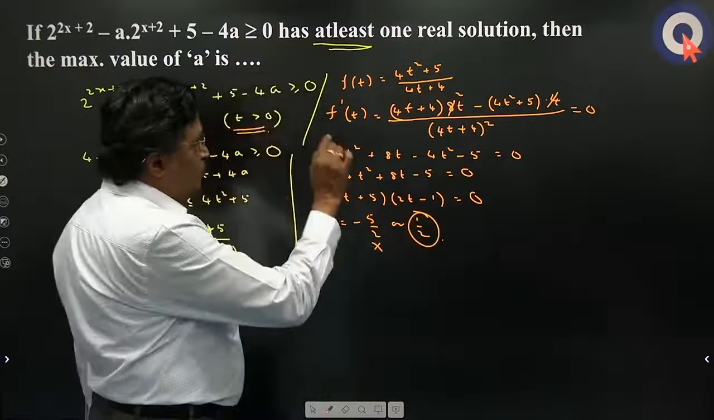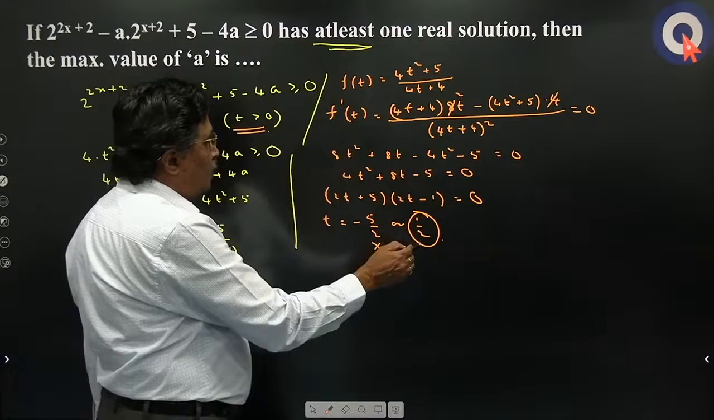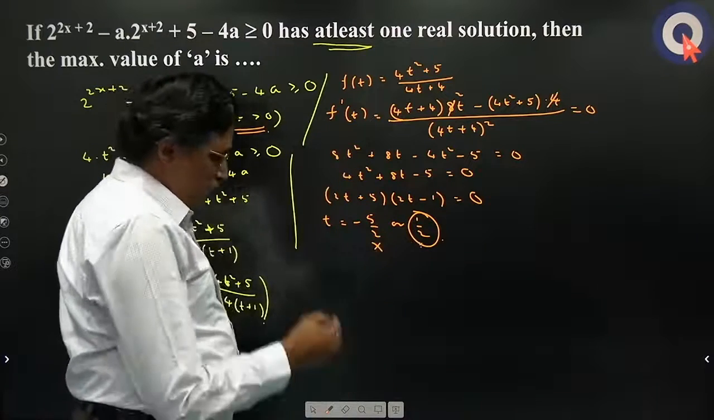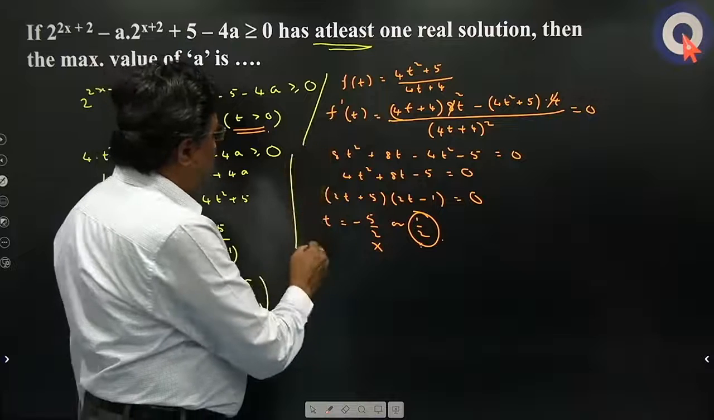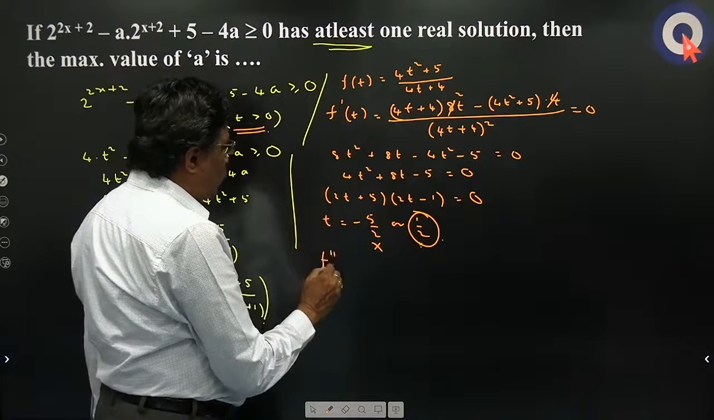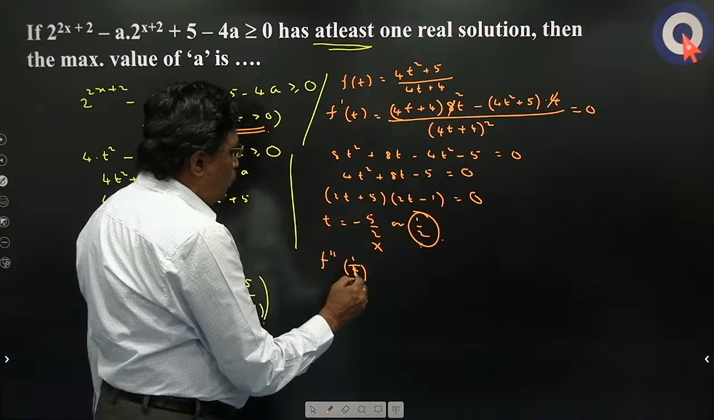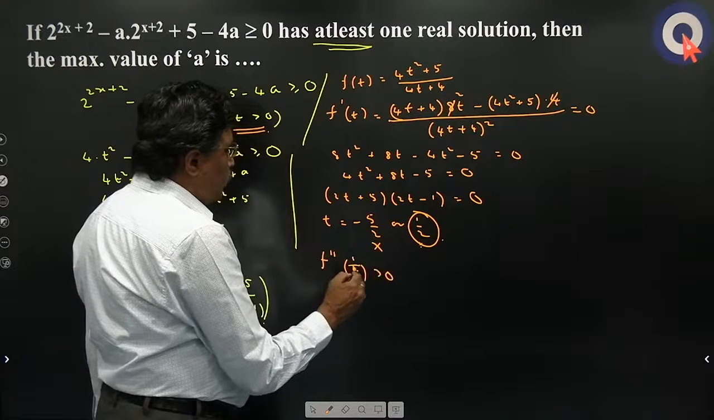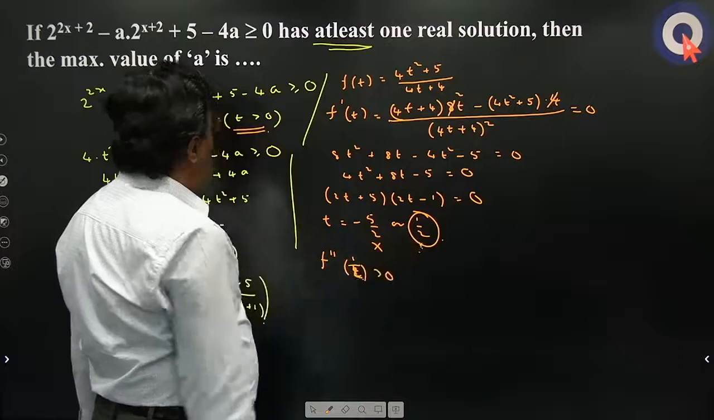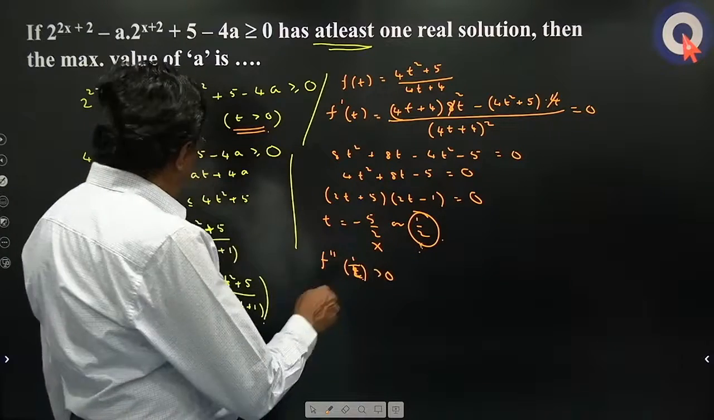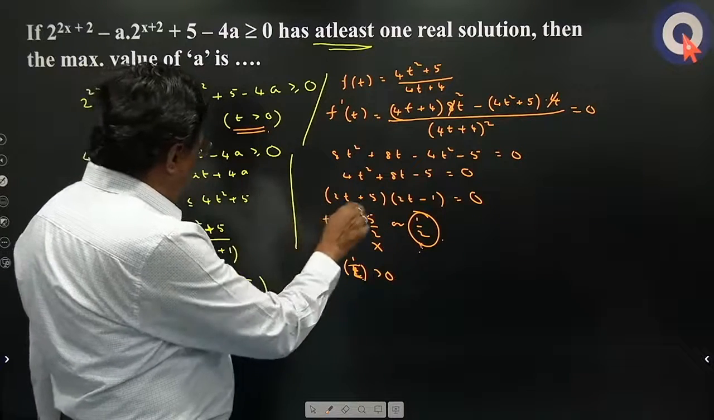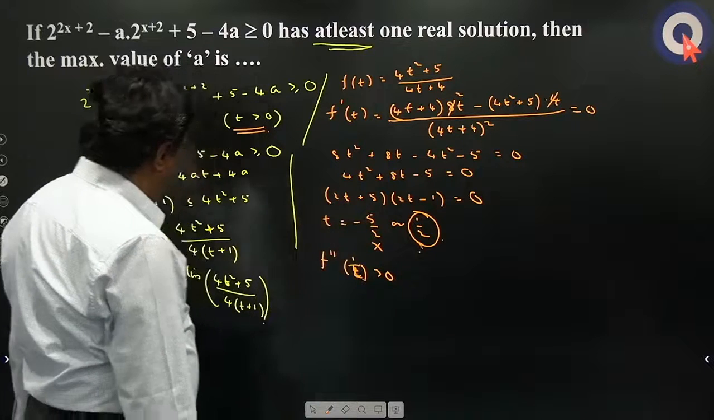You can now do the second derivative and substitute this. You get a positive value. So, I am just leaving that part. F double dash t you find out, and for f double dash 1/2 you get a positive value. So, therefore, this will correspond to a minimum. So, the minimum occurs now at t = 1/2.